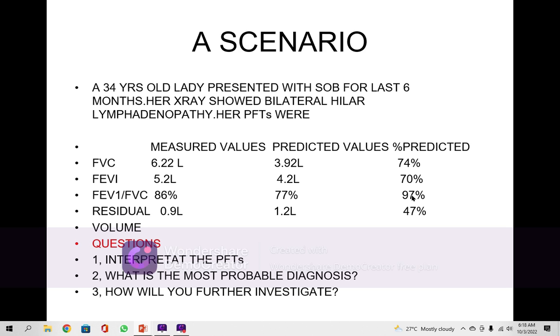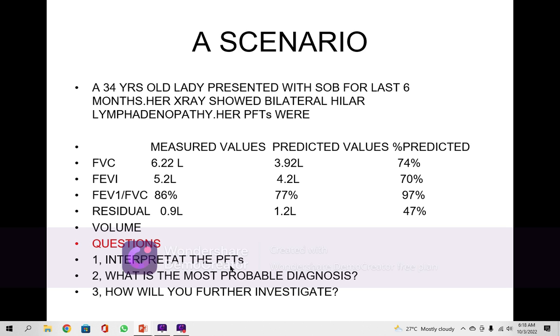So it is definitely a good predictive value. It is on the higher side. Remember, this is 86, predicted 77. But the residual volume, you see, the measured value is 0.9. It is reduced from 1.2 liters to 0.9. It is 47%. It is reduced. So FVC is okay. FEV1 rather is more. It's okay, fine. The ratio is also good, not bad. It is 77%. You have got 86%.